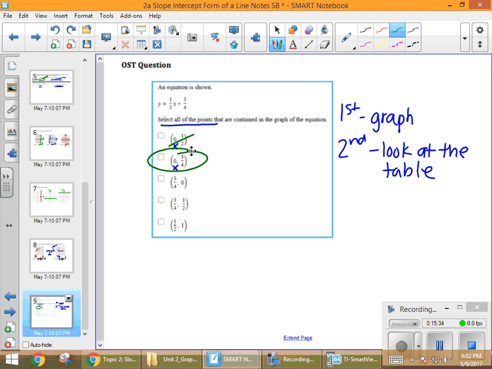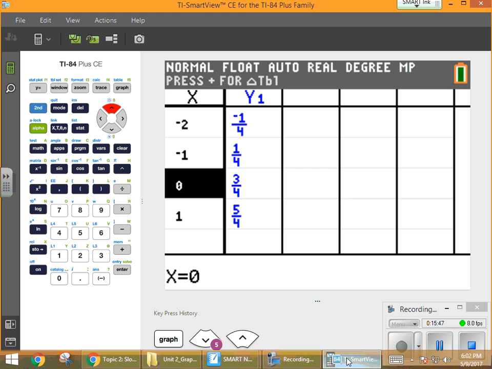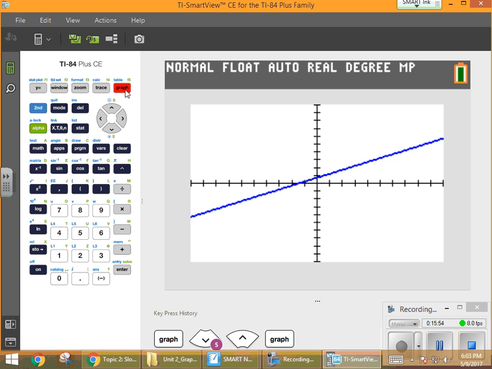So definitely 0, 1/2 is not, that was not on the table. But now I have to choose between 3 over 4 and 1/2. Those are the other two x values left, 3 over 4 and 1/2. When I look at the table on my calculator, they're going up by 1, not 1/2 and not 3 over 4. So I'm actually going to go back to my graph, and I'm going to use what we call the trace feature.